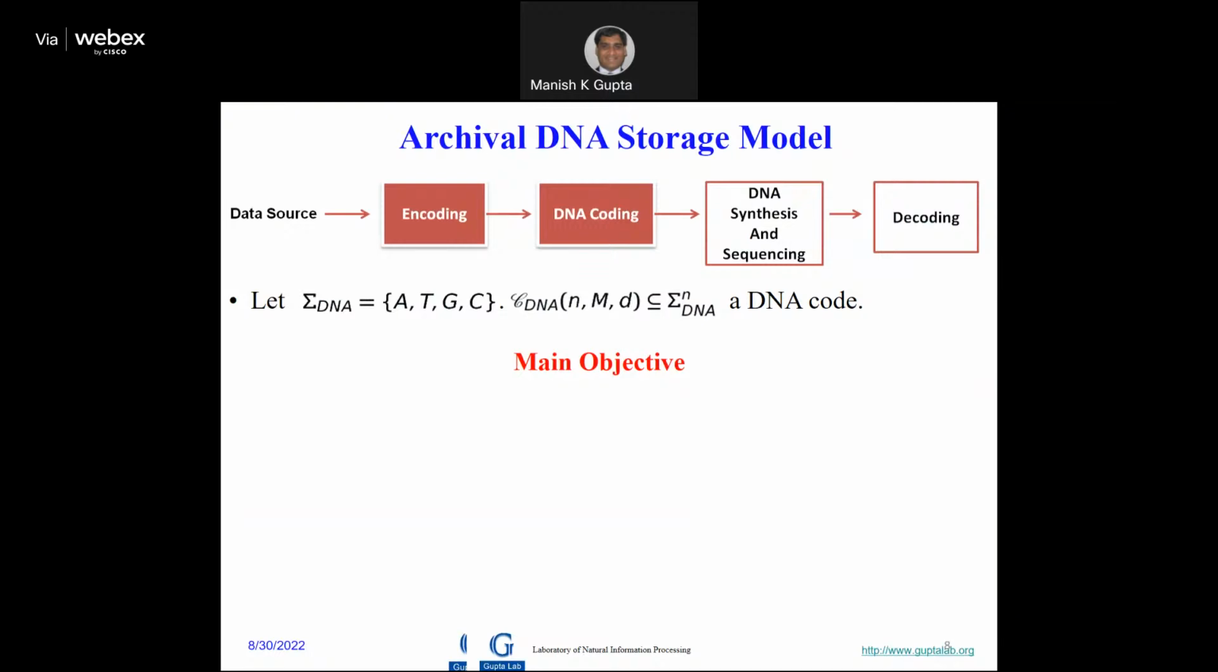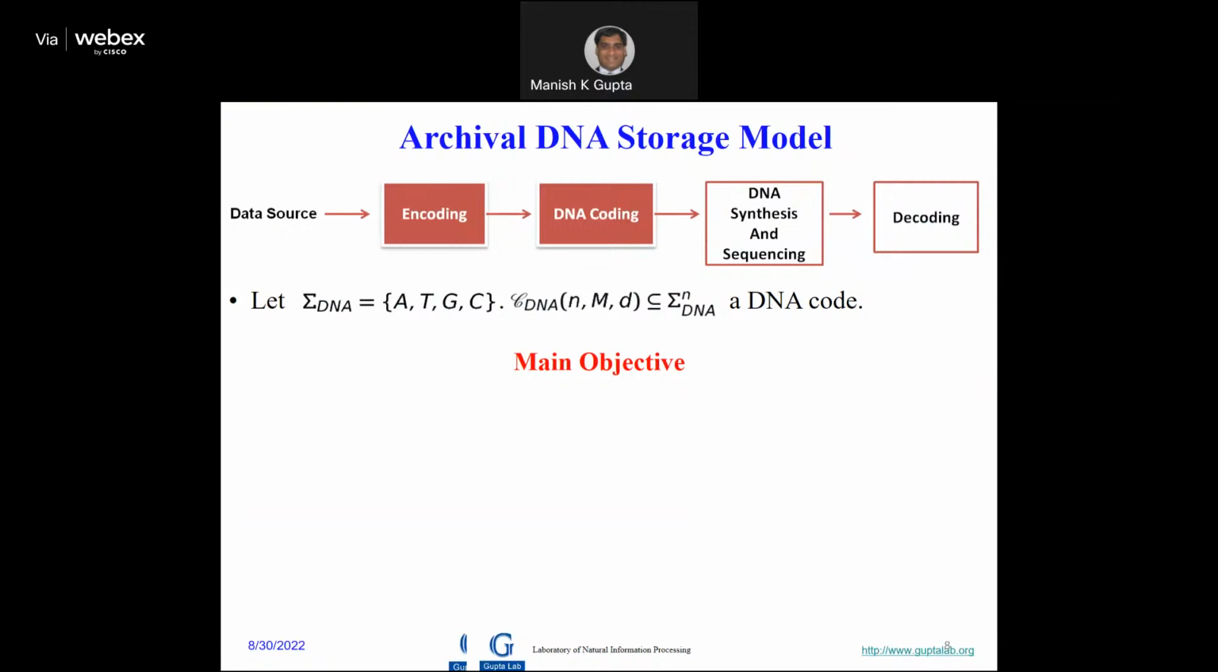for this archival DNA storage, we have the data source, then we have encoding, DNA coding, and of course all the basic things. First of all, I'll tell you what the DNA code is. When we say that we are going to store data in DNA strings, these strings of ACGT will come from some space, right? This space is sigma DNA.